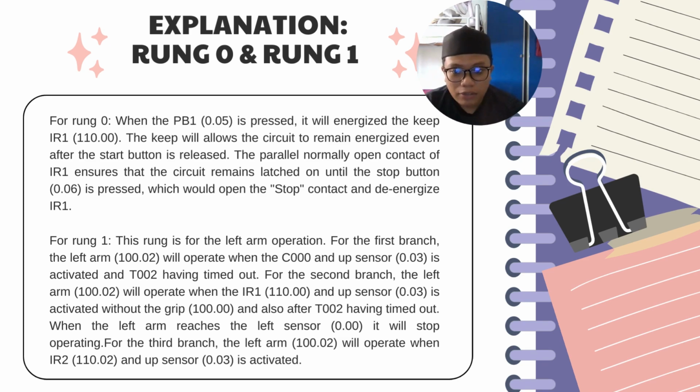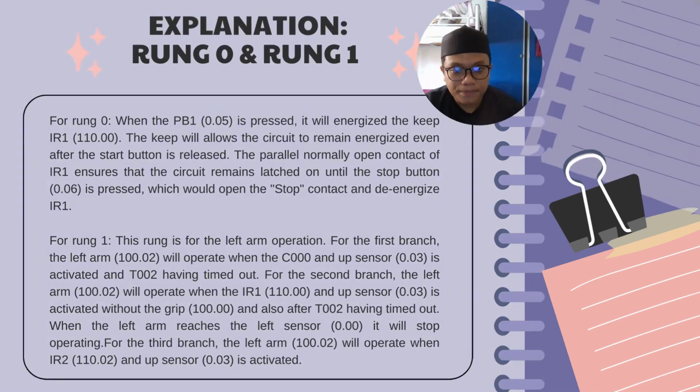For the second branch, the left arm will operate when the IR1 and up sensor is activated without the grip 100.00 and also after T002 having timeout. When the left arm reaches the left sensor, it will stop operating. For the third branch, the left arm, which is 100.02, will operate when IR2, which is 110.02, and up sensor is activated.